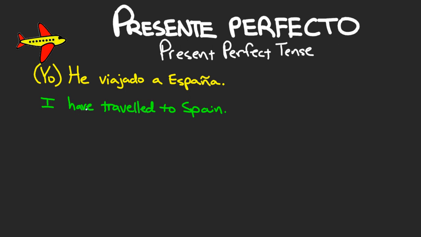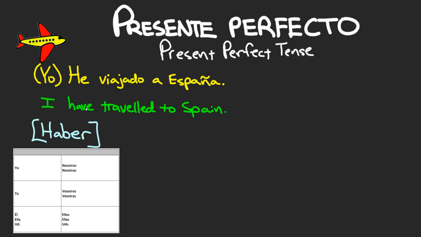So step one is to use the form of the verb haber. Haber is what we call the auxiliary verb, or the helper verb, which is the first part in our present perfect conjugations. And it is very irregular. So the yo form for haber is he. The tú form, has. The él, ella, usted form, ha.